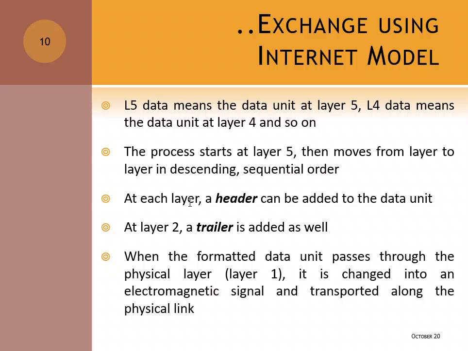Okay, this is what I have explained just now. At each layer, a header can be added to the data unit. At layer 2, a trailer is added as well. This one I have explained just now. When the formatted data unit pass through the physical layer, it is changed into an electromagnetic signal and transported along the physical link.